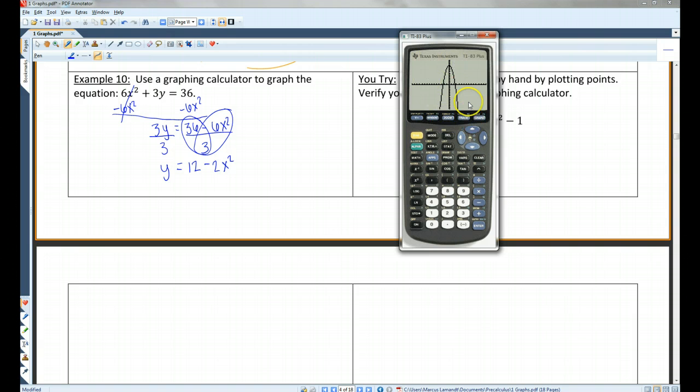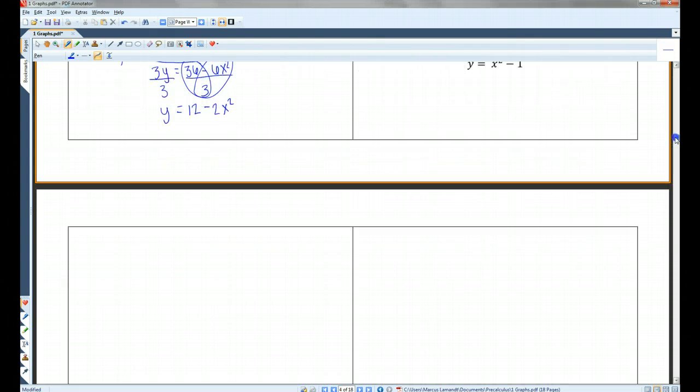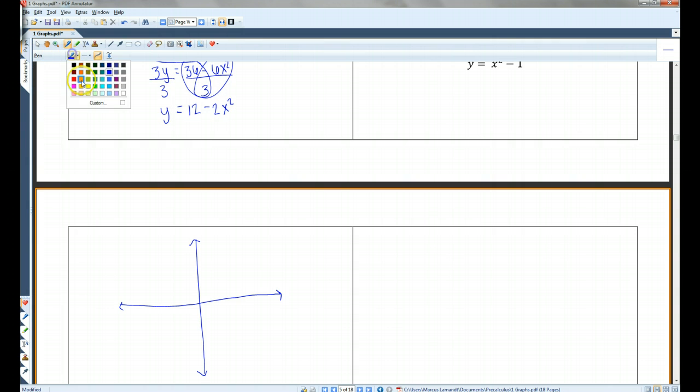There you go. So it looks something like that. So we can graph it over here. If you had counted the lines, you would have seen that it actually hits at 12 and then goes down.